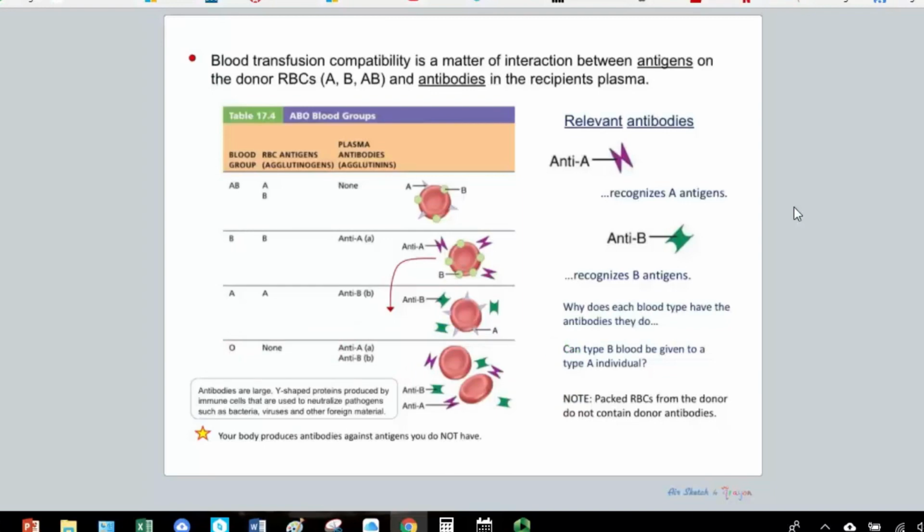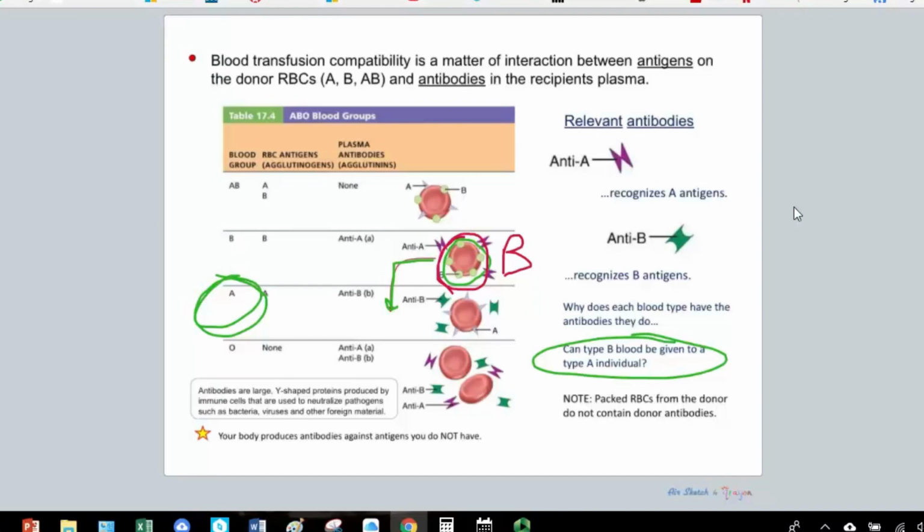Okay, so let's get into some of the blood transfusion stuff. My question to you guys is, can type B blood be given to a type A individual? And I want to point something out. If this is the donor here, so this is type B blood is the donor.